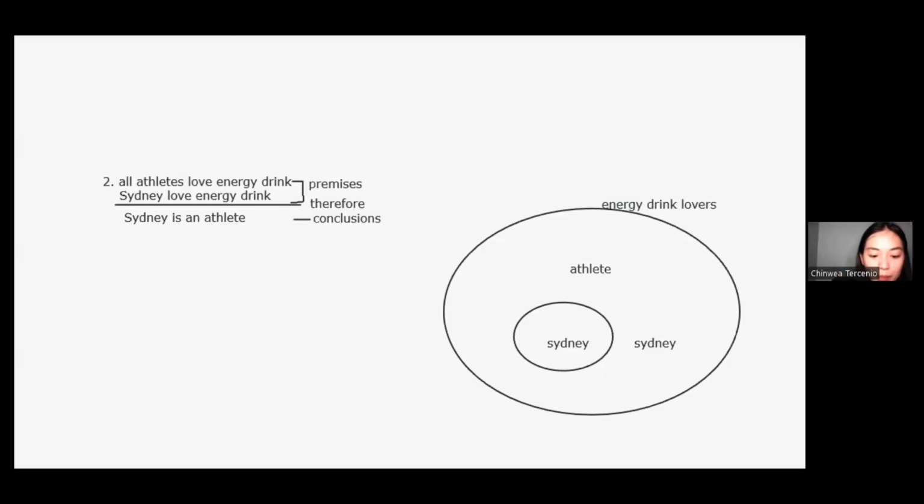However, we can put him outside the athlete circle. We could put him in both places because there is no guarantee. So, he might be possible, but it is not guaranteed. So Sydney can live in both places. We can say that this argument is an invalid statement.